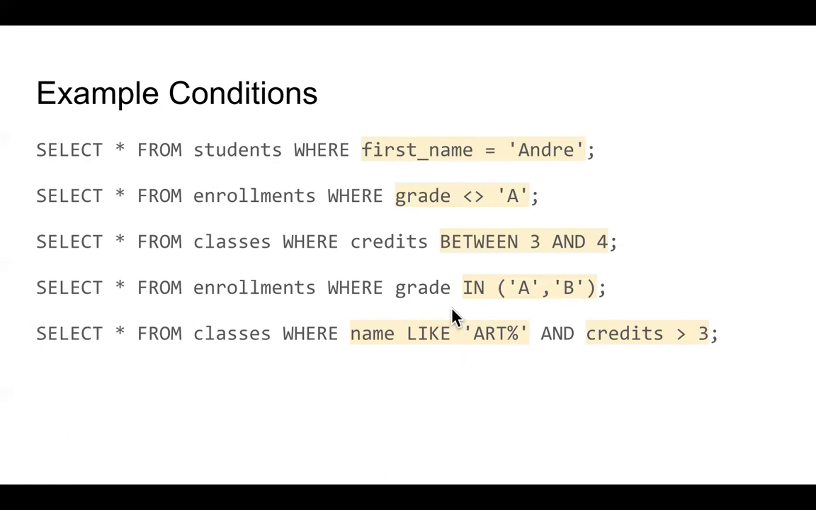Oh, so this last example here is pretty nifty. This is showing a LIKE query. So this isn't looking for classes where the name is art. This is looking for classes where the name is like art. More specifically, starts with the letters ART and then ends with anything. So in SQL, the % sign is a wildcard, meaning any number of any letters.